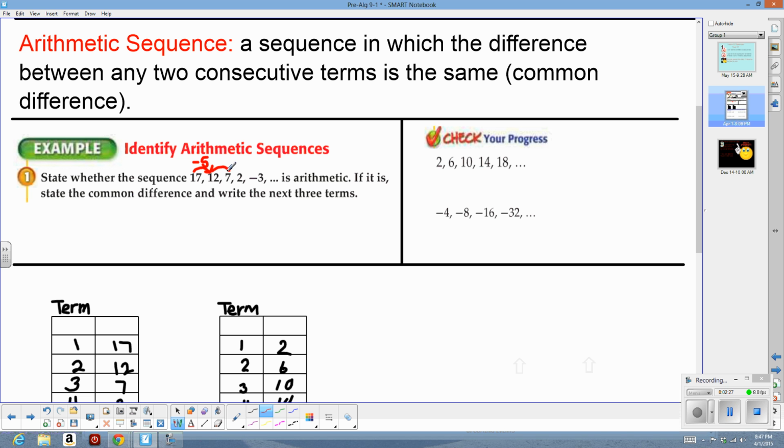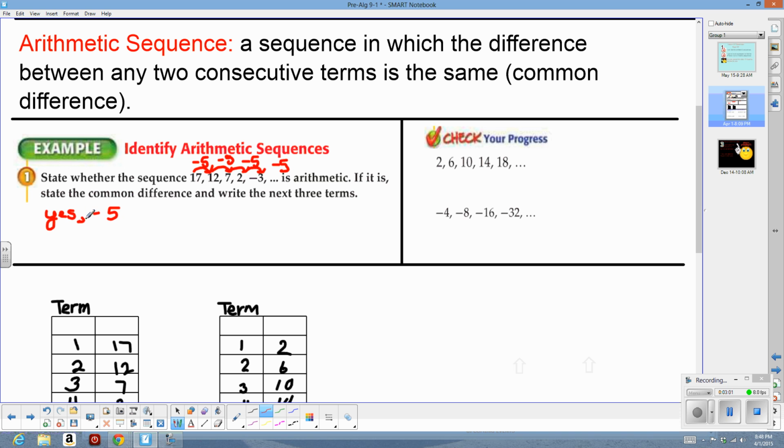From 12 to 7, it went down 5 again. And from 7 to 2, it went down 5. And from 2 to negative 3, it went down 5. Again, you can find out that number by taking a term and subtracting the term in front of it. So this one is an arithmetic sequence, and the common difference, since it was going down by 5, is negative 5.